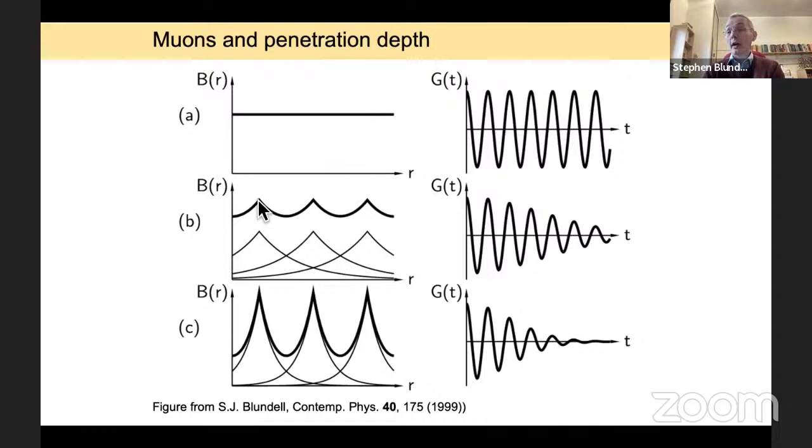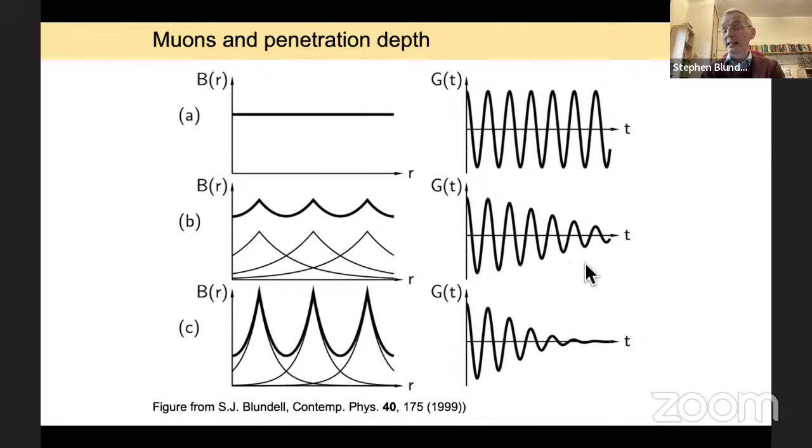Some will land away from the vortex cores and precess more slowly. And that means that you will see an oscillation that dies away. If the penetration depth is shorter, that means you will see an oscillation that decays more quickly. So you can use the decay rate of these oscillations to estimate the penetration depth.